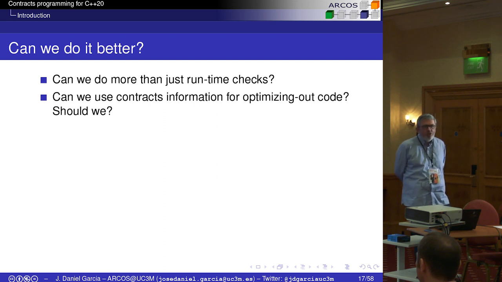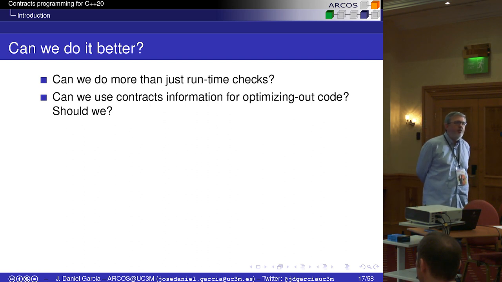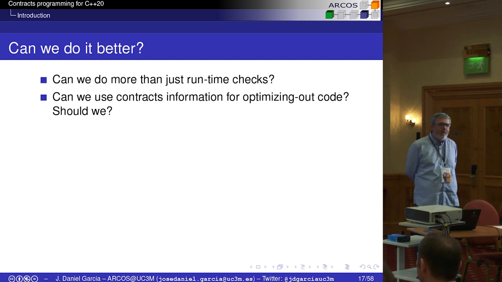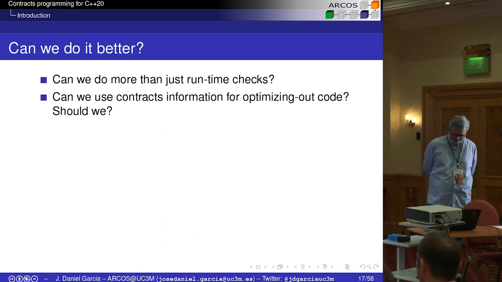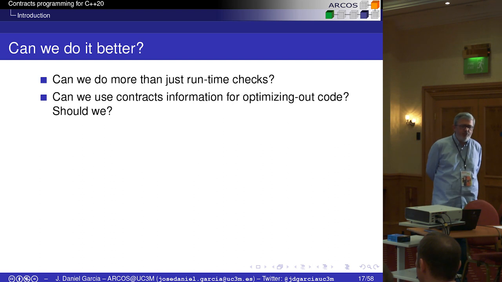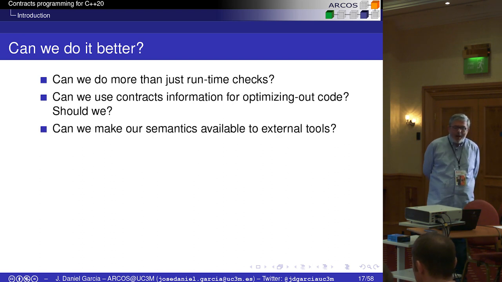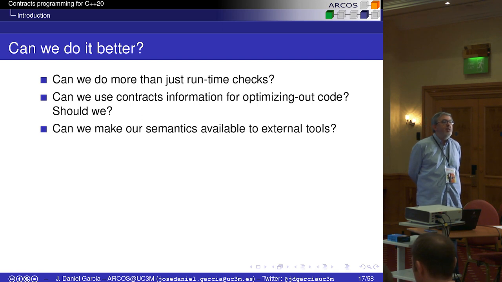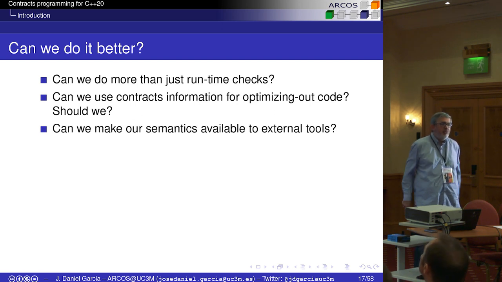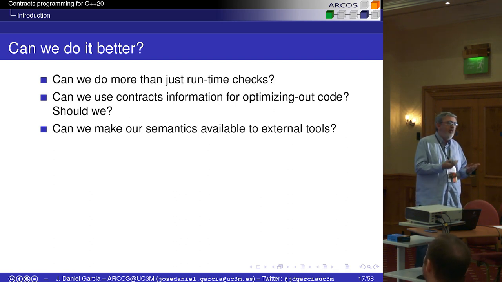A different question is, should we? It depends on the kind of software you are writing, you should or you shouldn't. Typically, in very safety critical software, sometimes you don't want to. But in many cases, it's the right thing to do. Can we make our semantics available to external tools, not only the compiler, static analyzers and other tools managing the code? For this, again, I need to express the things so that they are at the language level and not at the library level.